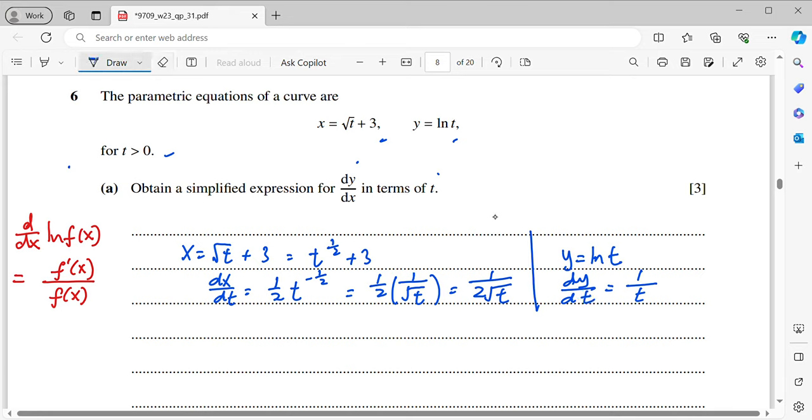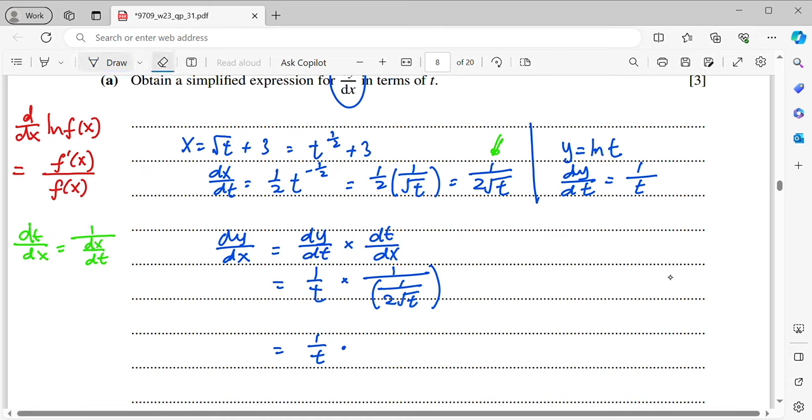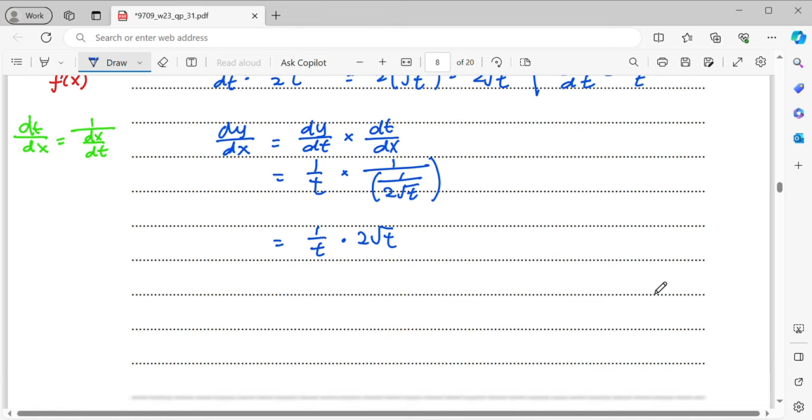Now to get the dy/dx here, we need to apply the chain rule. So dy/dx is basically dy/dt times dt/dx. Which means now this is going to be 1 over t times, now for your information, dt/dx is 1 over dx/dt. That means I need to take 1 over of this value. So this is 1 over 2 square root t, which is same as 1 over t times 2 square root t. Which means now here is going to be 2 over square root t. So this is our dy/dx.